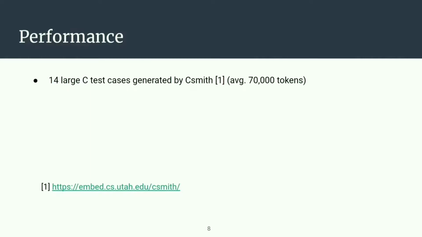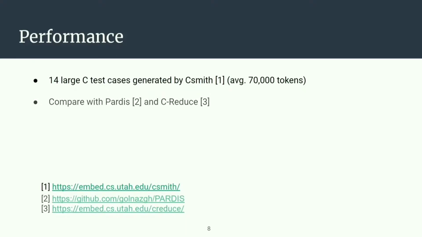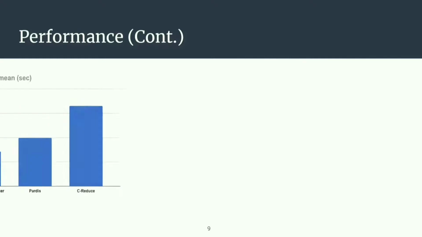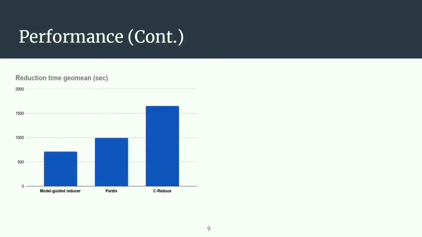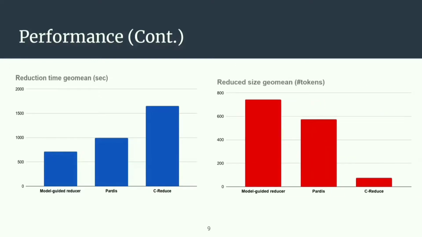We evaluate our models on 14 large C test cases generated by CSmith, a tool for randomly generating C programs. These test cases trigger bugs in GCC and Clang compilers. We compare our best model, that is the node type model, with Pardis, a general reducer, and C-Reduce, a customized tool. Looking closely at the reduction time, we see that the model-guided approach is faster than other approaches.